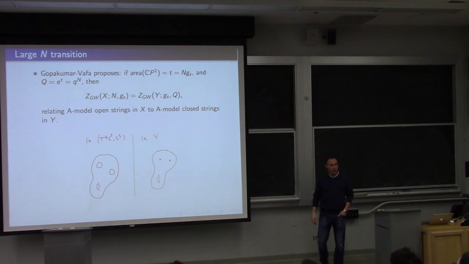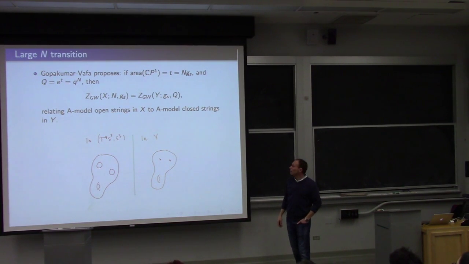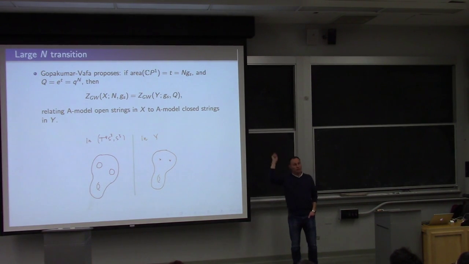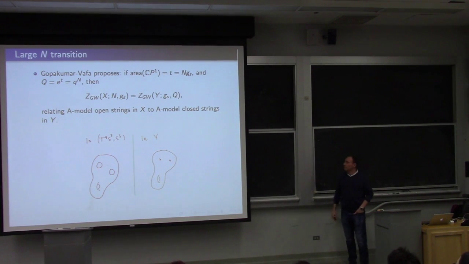Can you remind me what GS is? GS is supposed to be the string coupling constant, so it's the genus parameter in the expansion. Yeah, that's right, sorry.